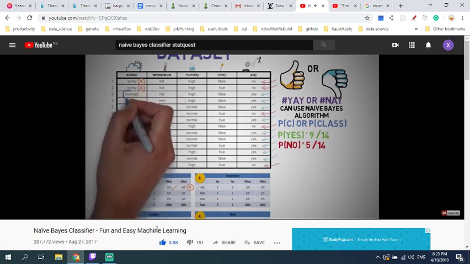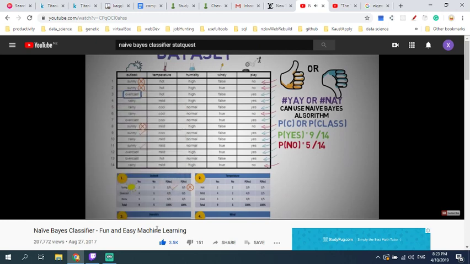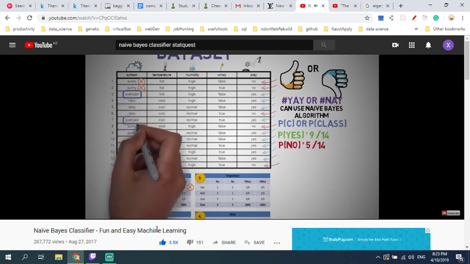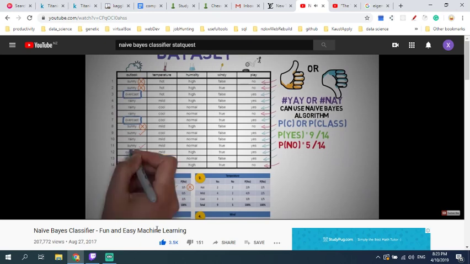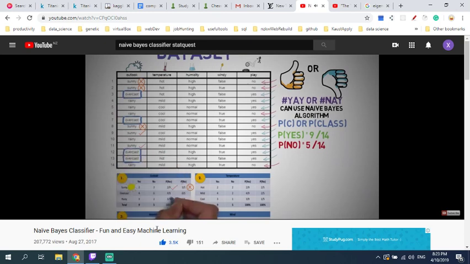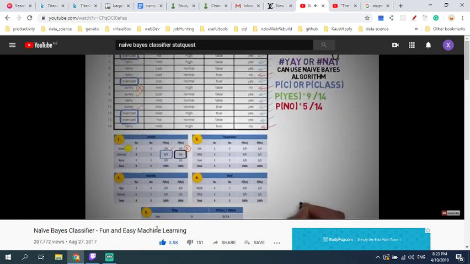For the overcast outlook, we can do the same for both yes and no classes. We count 4 days that we got a yes and 0 days that we got a no. Now we can compute these probabilities for all the other features. You can see how easy this is.